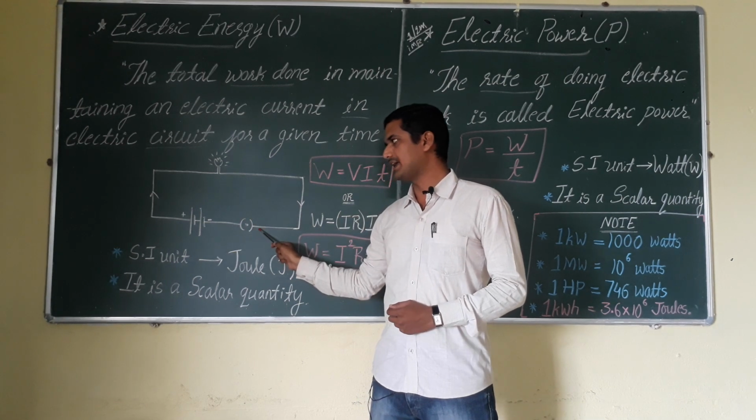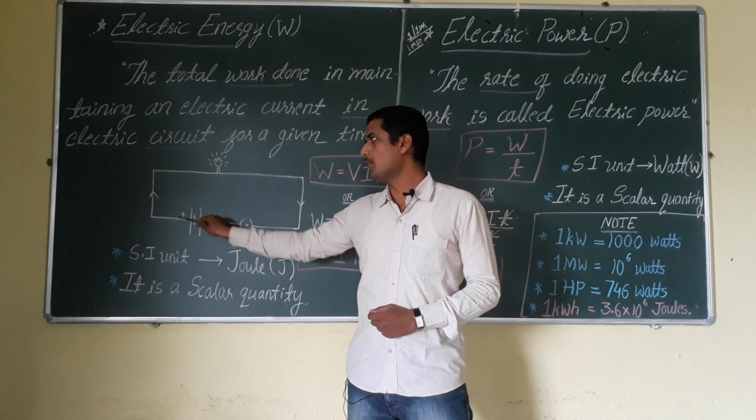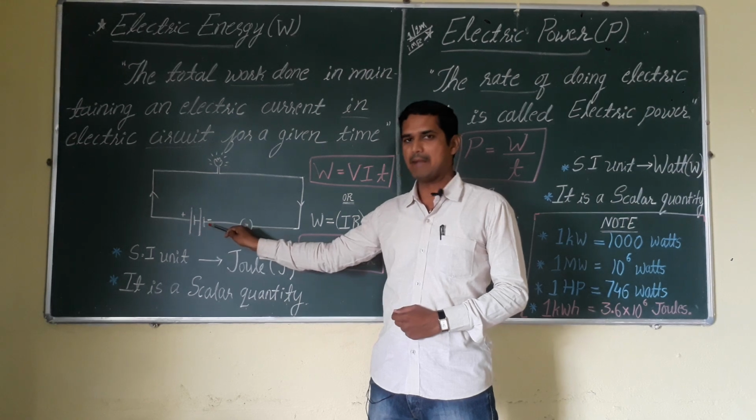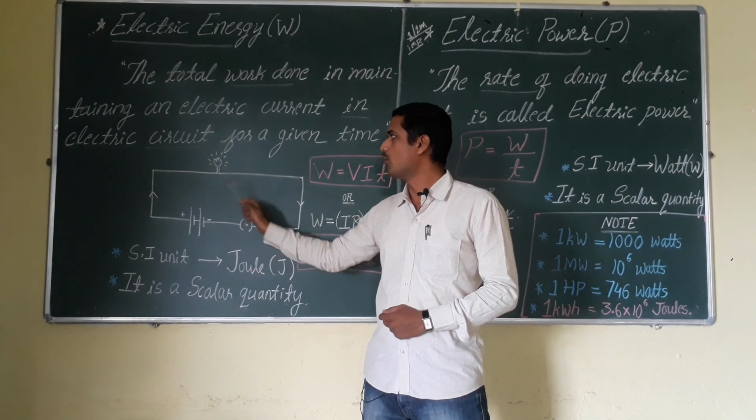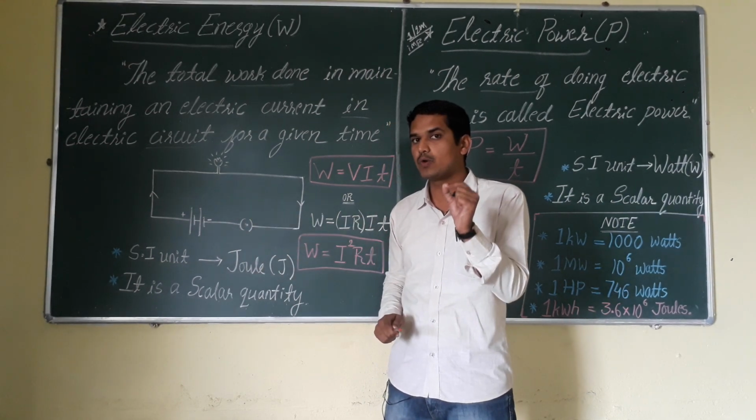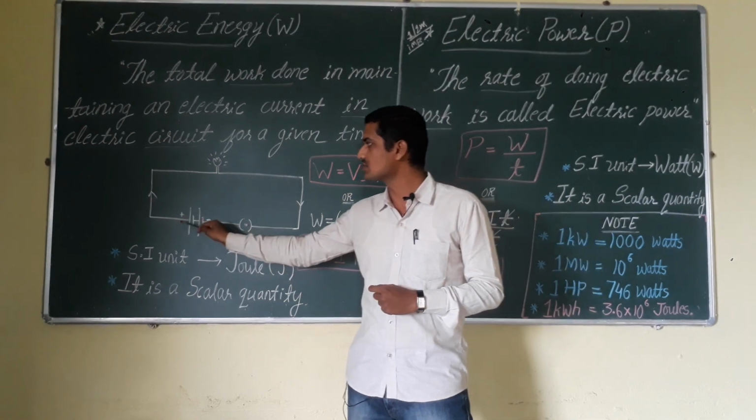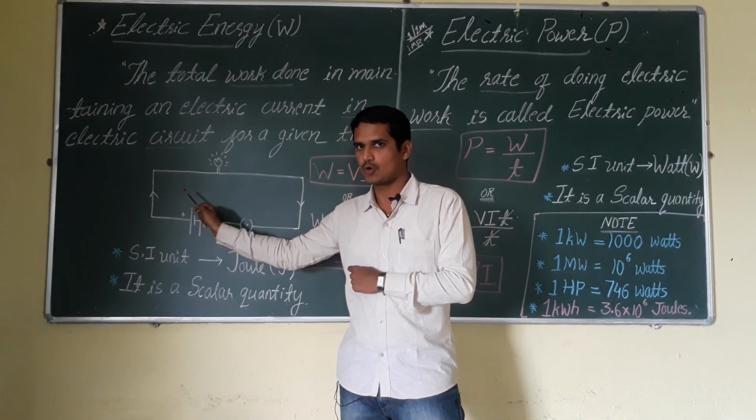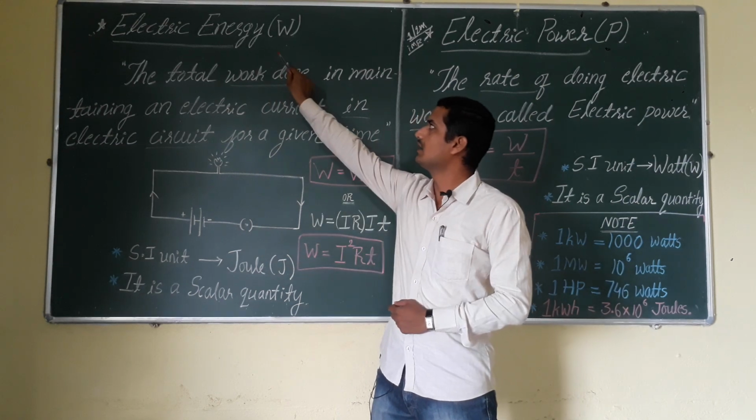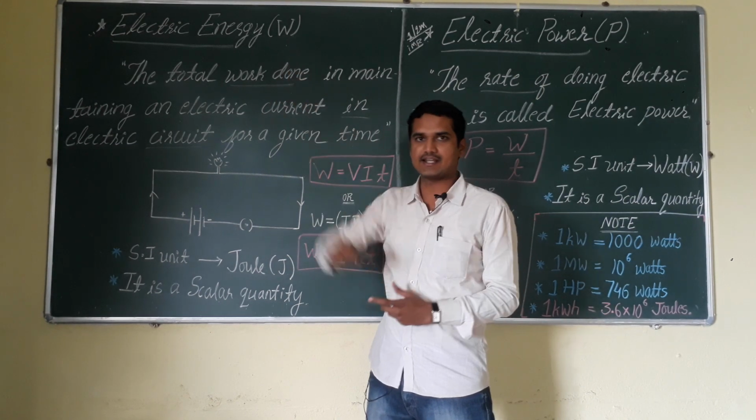When you close the plug key, the current will start flowing from the positive to the negative terminal of the battery. In that situation, a certain amount of work is done. That means the electrons start flowing here. This is the work done. Okay. Now let's go to our actual definition, which is called electrical energy.